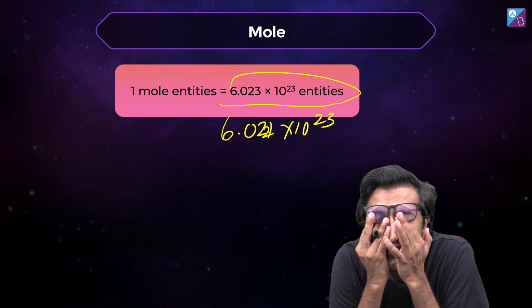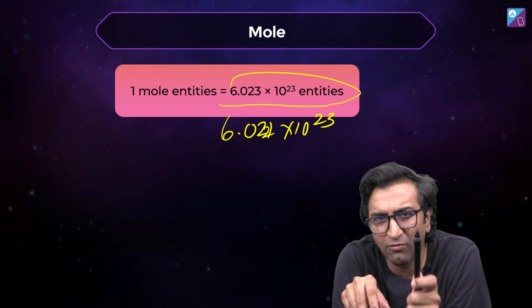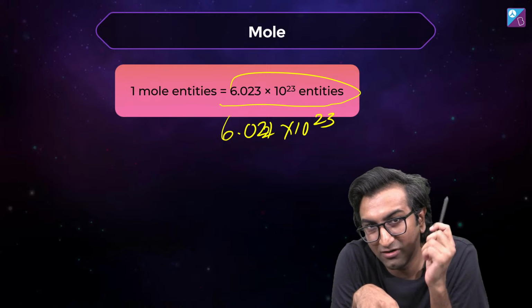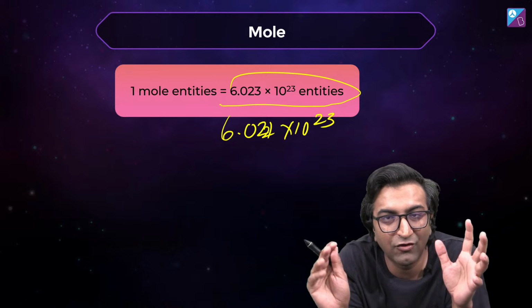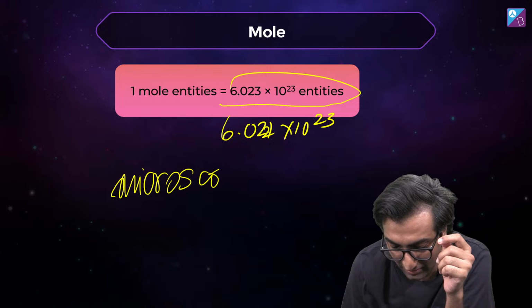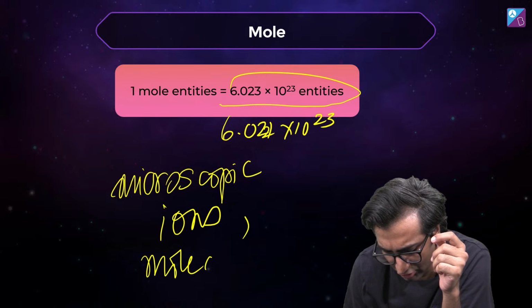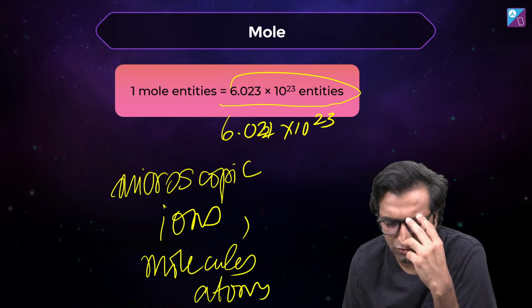Why did I write entities? Because I can talk about 1 mole of atoms. I can't talk about 1 mole of pens. That's ridiculous, right? That will fill up the whole earth. I can talk about really small particles when I talk about moles. I cannot talk about macroscopic or big particles. I can talk about microscopic stuff. It can be ions, molecules, atoms, and other stuff. And I can't talk about pens. It doesn't make sense to talk about 1 mole of pens.